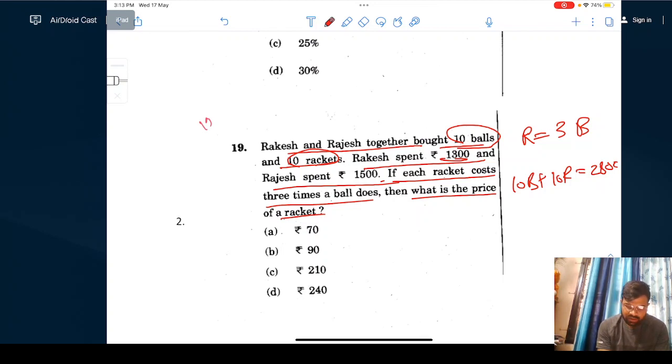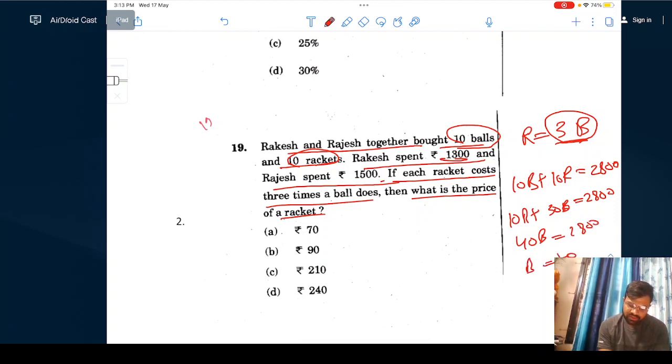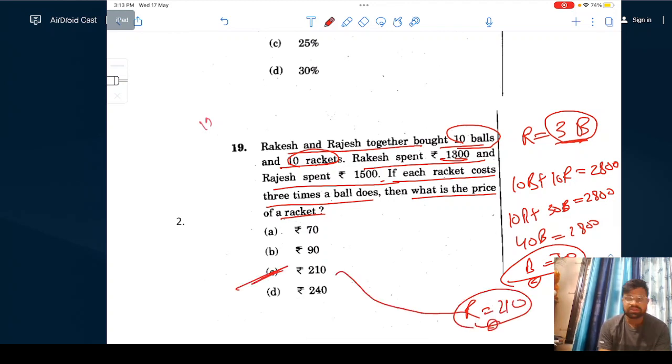Now R is equal to 3B. So it will become 10B plus 30B is equal to 2800. So it is nothing but 40B is equal to 2800. So B is equal to 70. The price of the ball is 70, and the price of the racket becomes 210 rupees. Okay, this is the answer.